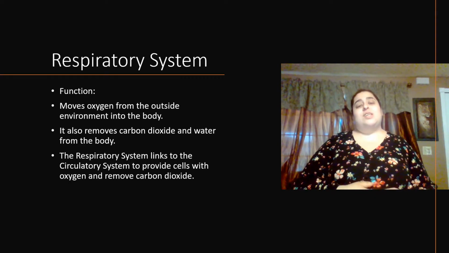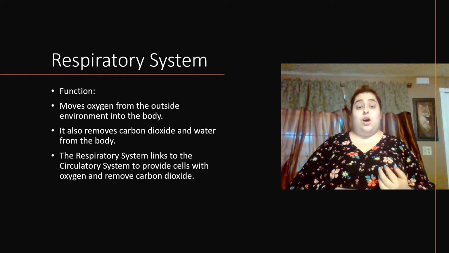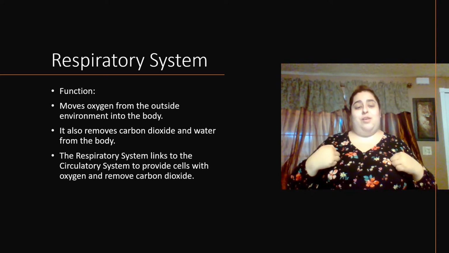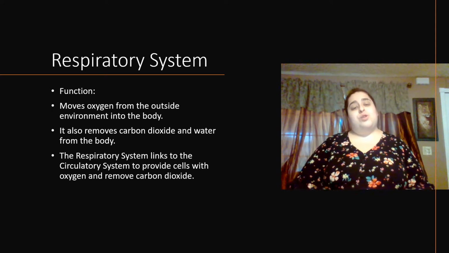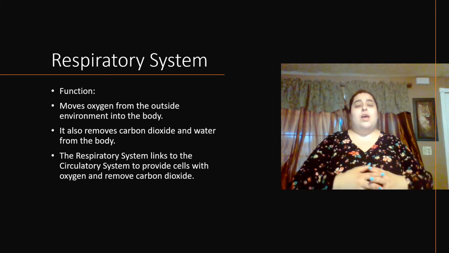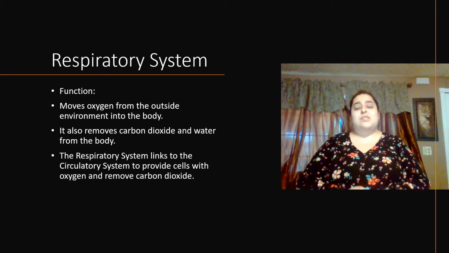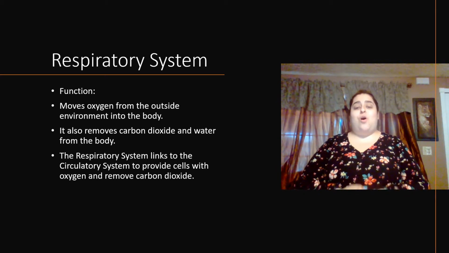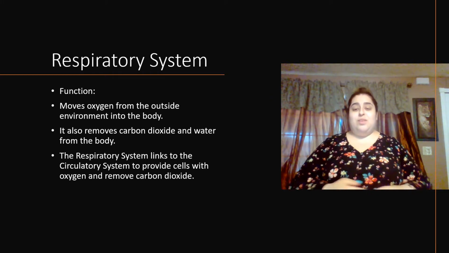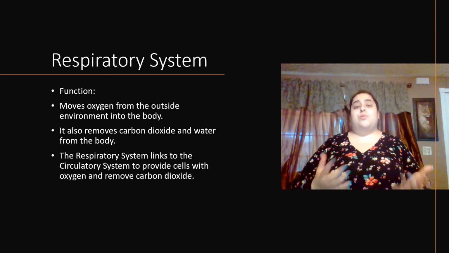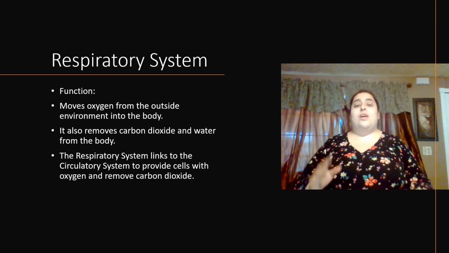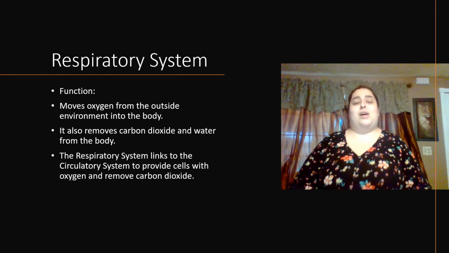So the functions for this system is that it moves oxygen from the outside environment into the body. It also removes carbon dioxide and water from our body. And the respiratory system is also linked to our cardiovascular system, which we already learned about. It also helps the cells with getting oxygen and removing carbon dioxide from them as well.